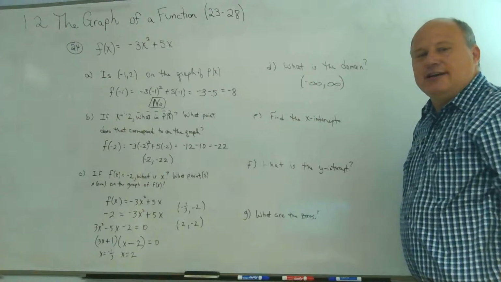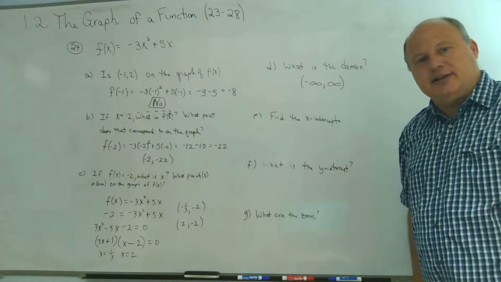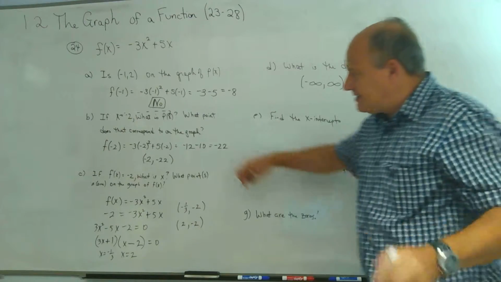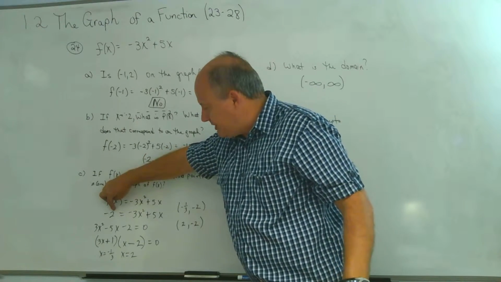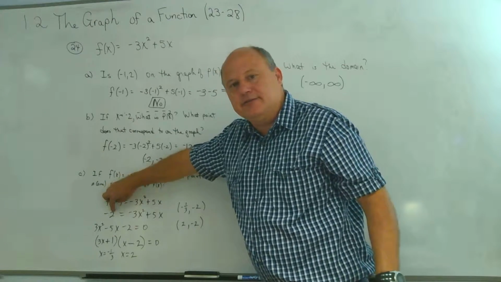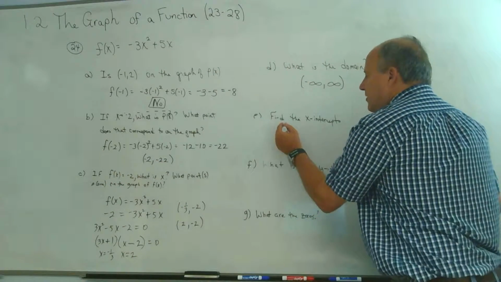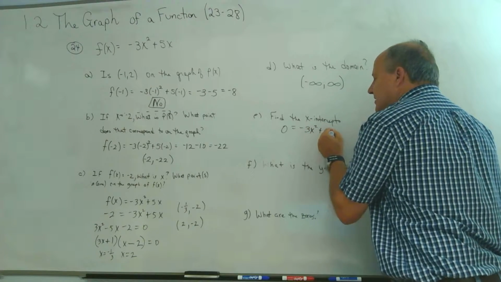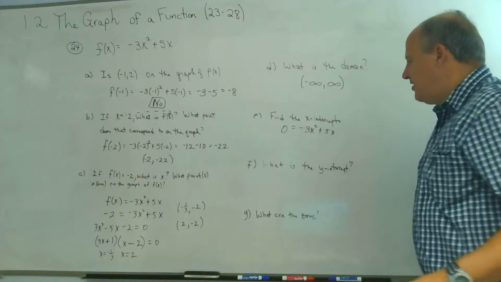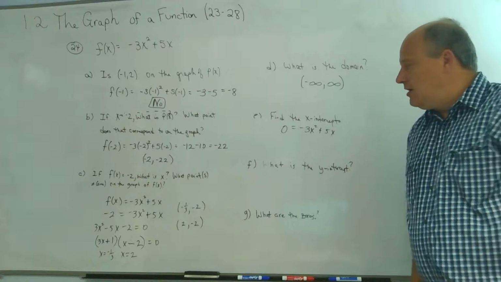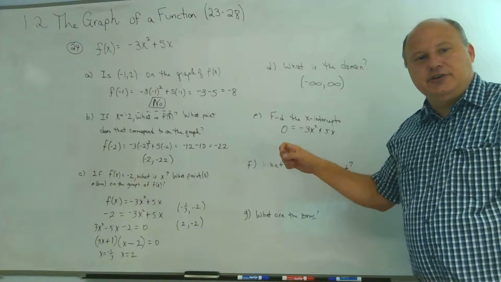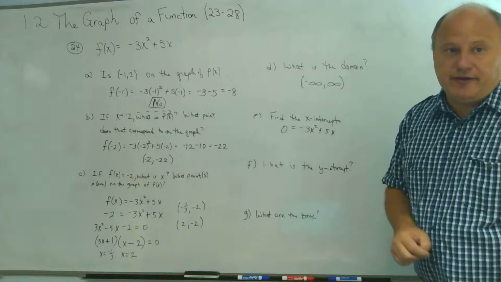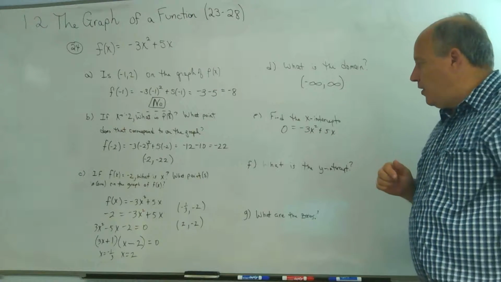And what are the x-intercepts? Now remember, to find the x-intercepts, you set the y-coordinate equal to 0. So it's kind of like C, except you don't set it equal to -2, you set it equal to 0. So 0 equals -3x squared plus 5x. Now, you're like, well, how do you solve that? There's a couple of ways. Since it's set equal to 0, you can use the zero factor property. You can use the quadratic formula if you really want to.